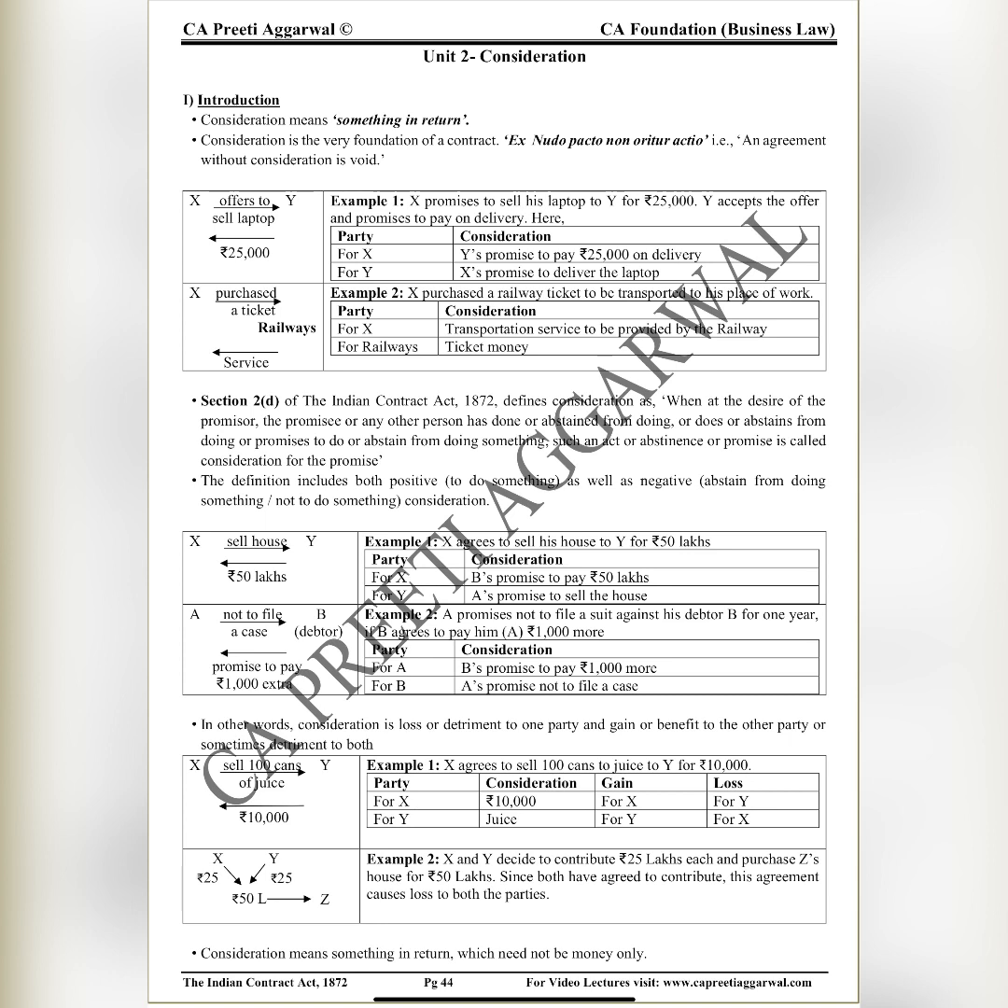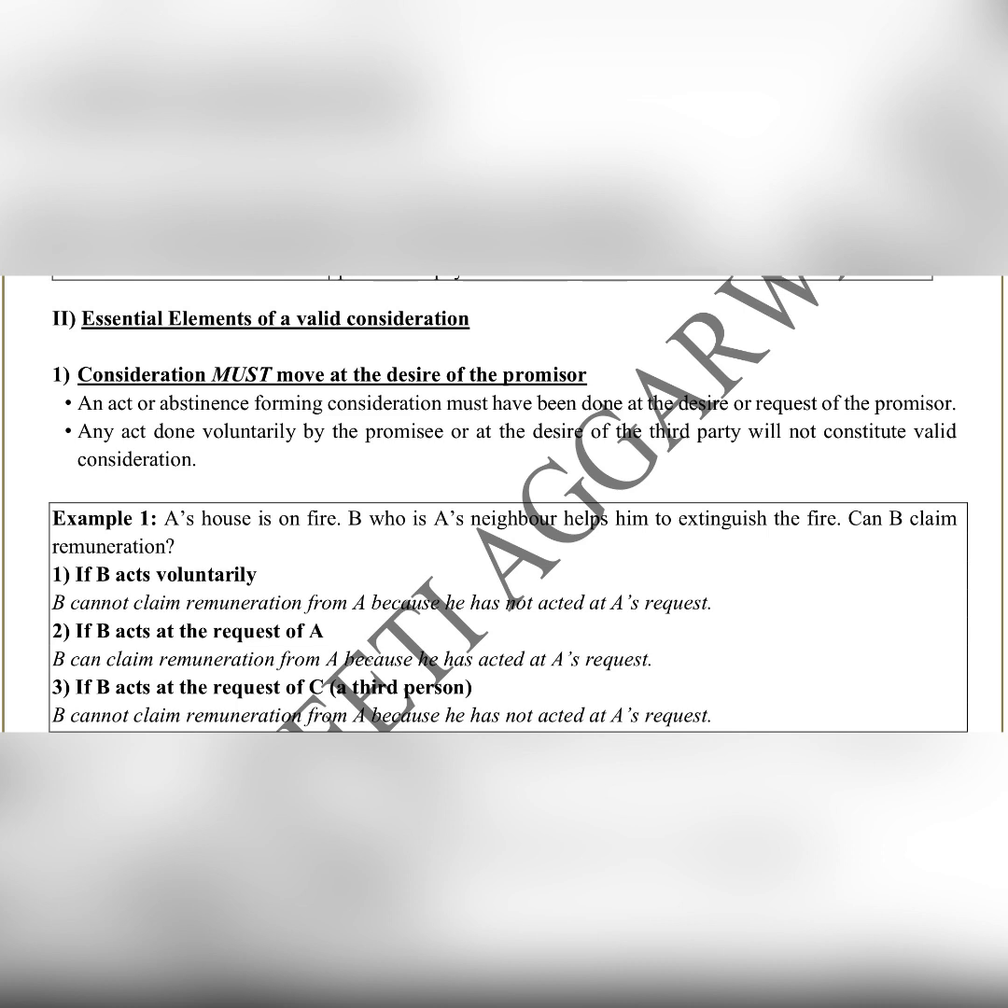After this, let us quickly go through the essential elements of consideration. This can be asked as a theory question, 6 to 7 marks. The first essential element is that consideration must move at the desire of the promisor. With must, you will always write promisor. Must move means that the act forming consideration must move at the desire or request of the promisor. Any act which is done voluntarily or at the request of a third party will not constitute valid consideration. So the act must be done at the desire or the request of the promisor.